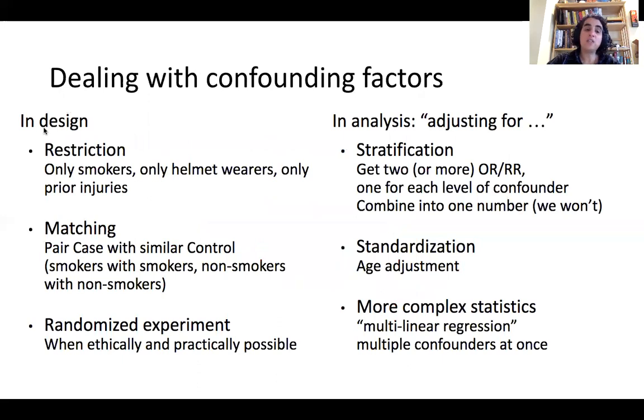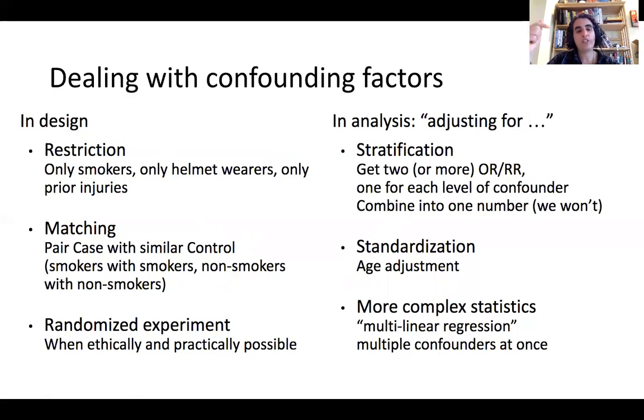In the design of the study, you could restrict it. You could say, okay, this study is only looking at smokers. Not a confounder, we're only finding out about the results among smokers, or only looking at helmet wearers, or only looking at people with prior injuries. That means you can't generalize your study to as large a population. It's only going to tell you about the health effects on smokers, but it's getting rid of that confounder.